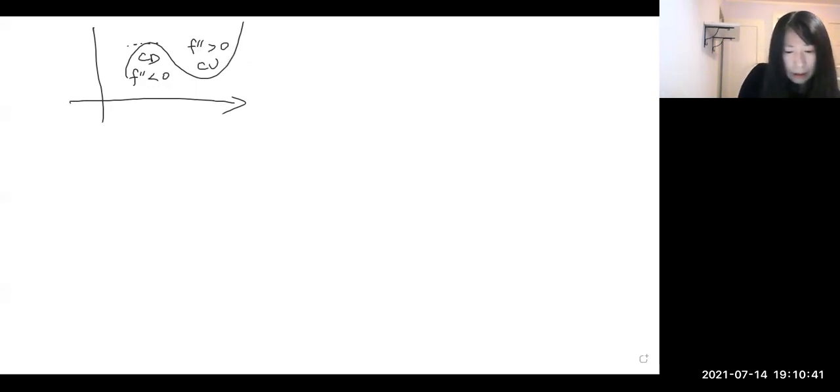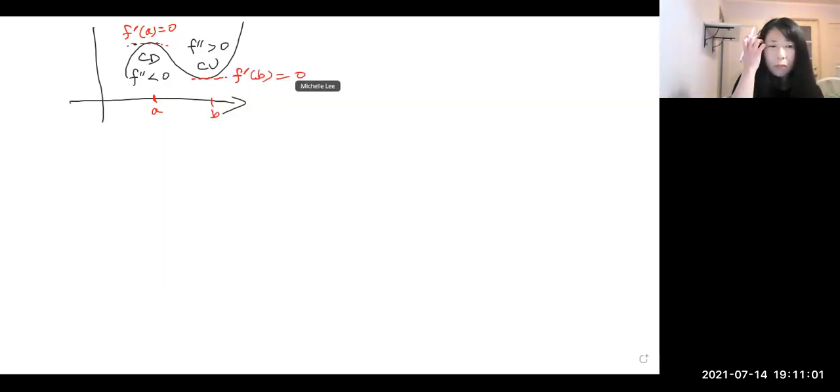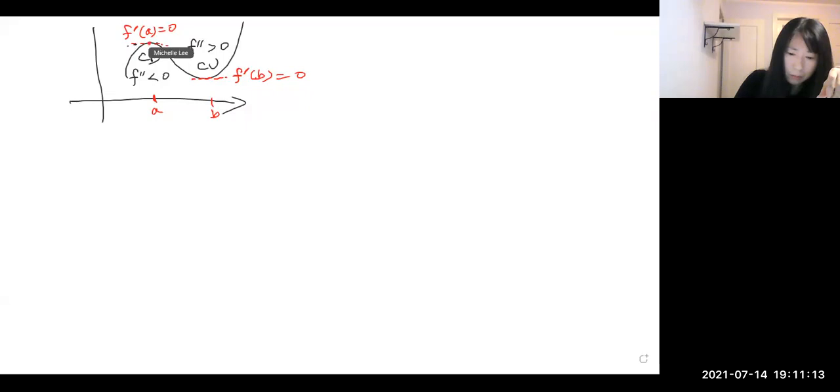Or look at the slope in this case, which is f prime. Since they said a here, f prime of a equals 0, right? And looking at this slope, they talk about this is b. So f prime of b equals 0 as well, right? Then can you notice that? When concave down, there is a local maximum. And when concave up, there's a local minimum.